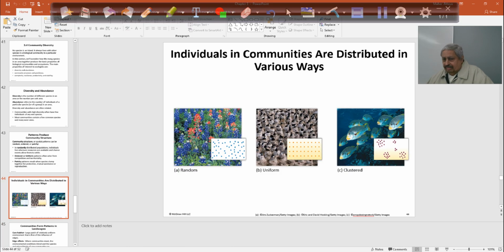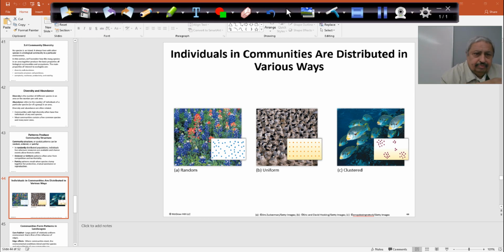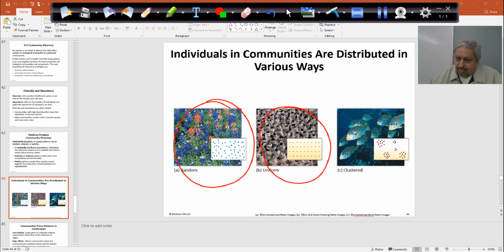And here you can see the idea of how this is random. If you look, this is a random structure of community, correct? This is a very nice uniform. Almost you can see one species. I see just only one species, but here is a random.